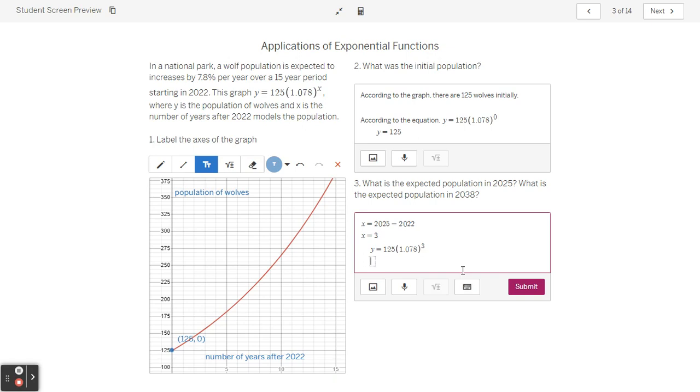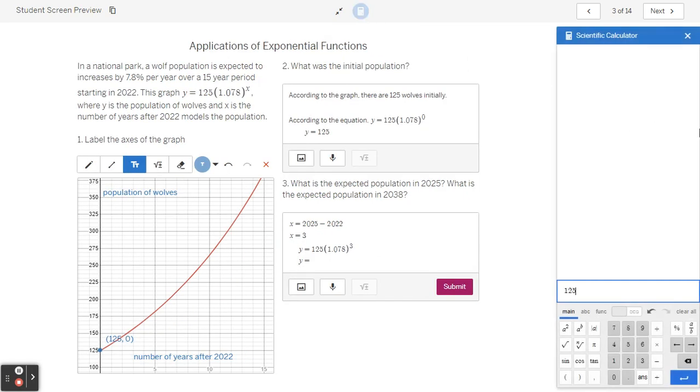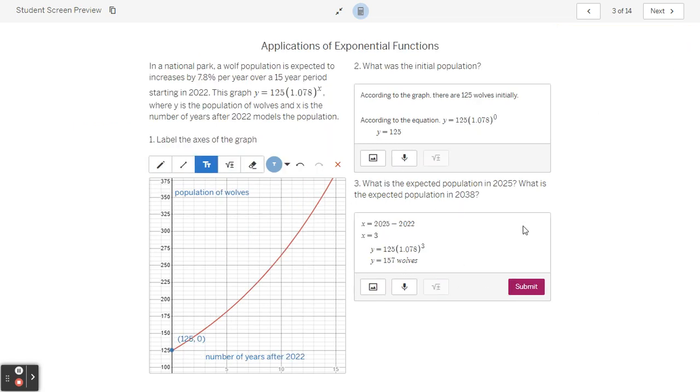So we put that into our calculator. 125 times 1.078 raised to the power of 3, and we have 156.59. Now we know that it's not possible to have 0.59 of a wolf. So let's round it to 157. And as usual, this is an estimate. So we can say that this is approximately 157 wolves in 2025.